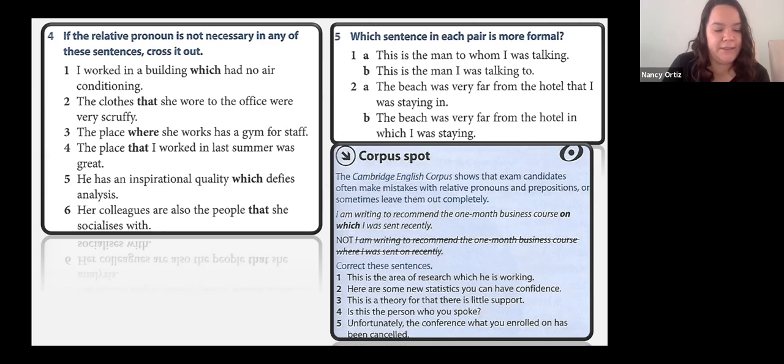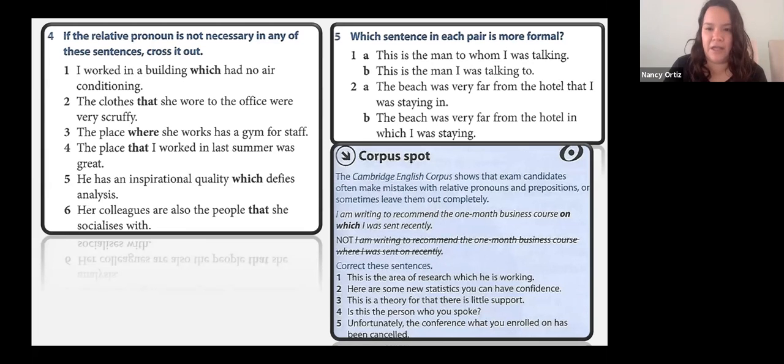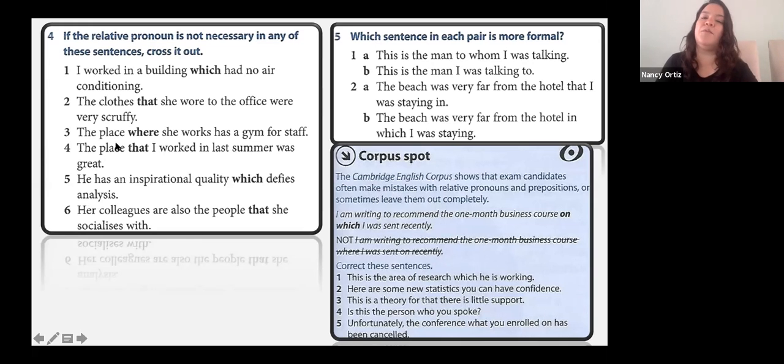Correct. Beren? The beach was very far from the hotel that I was staying in. The beach was very far from the hotel in which I was staying. Okay, I think it's letter B because of the preposition in which. Because of the preposition, exactly. You don't end a sentence with a preposition in formal English, okay? Very good. Now, the corpus is very important. Gloria, please help us read the corpus part of this unit.